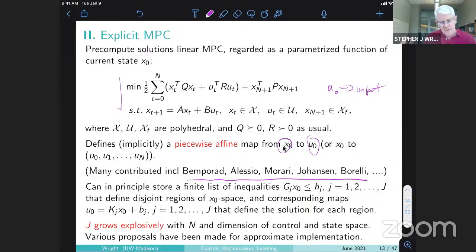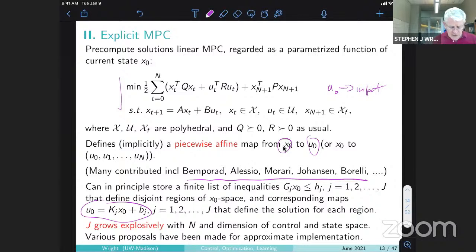And you can do that by evaluating a bunch of linear feasibility conditions. And then once you've figured out what part of the space you're in, you just have to apply a linear map and you're done. You've got the solution. So in other words, you do a tremendous amount of work to compute this map offline so that when you run it online, you can implement it very quickly.